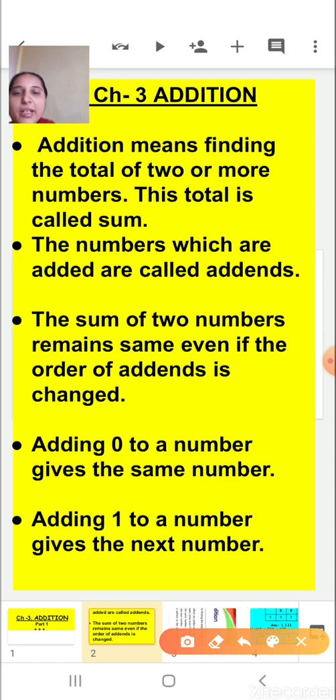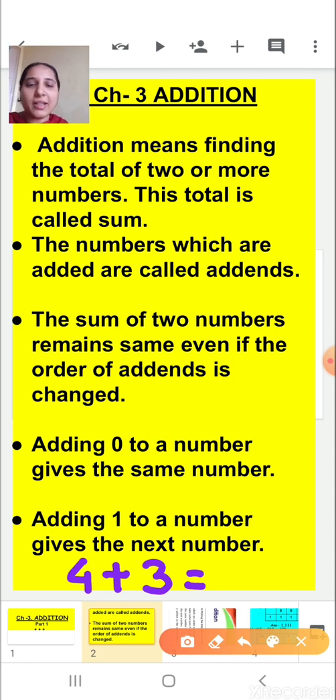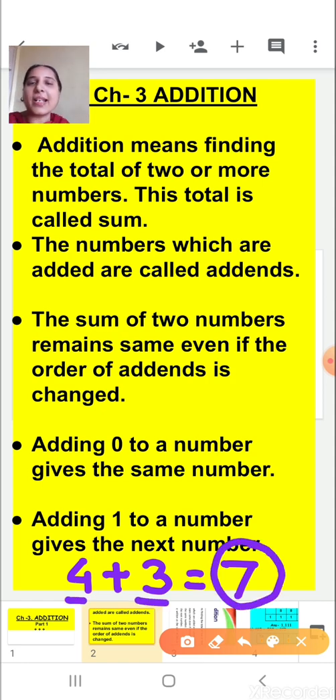So suppose I write 4 plus 3. So what will I get? 4 plus 3? 7. Okay. So when I added 4 plus 3, what I get after adding them is called the sum. So 7 is the sum of numbers 4 and 3.